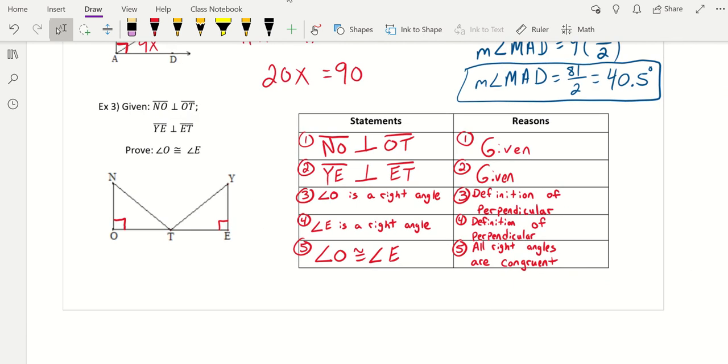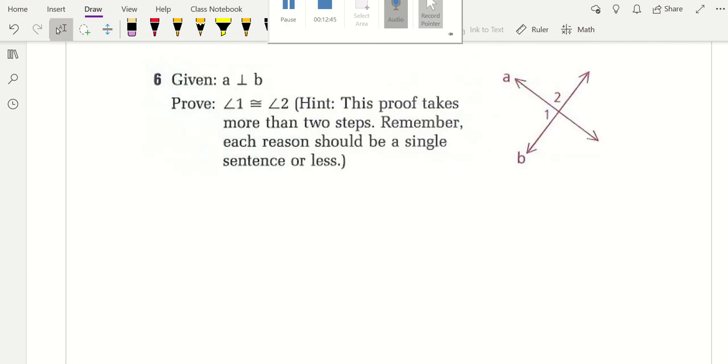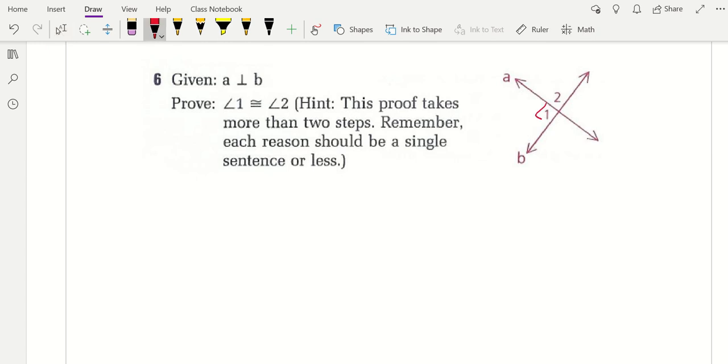Now there's one proof from your homework, and I'm going to work it with you now. So pull up your homework assignment. Given A is perpendicular to B, so line A and line B, they are perpendicular. We are trying to prove that angle 1 is congruent to angle 2. Hint, this proof takes more than 2 steps. Remember, each reason should be a single sentence or less. So think about what it means for A and B to be perpendicular. It means they intersect at a right angle.